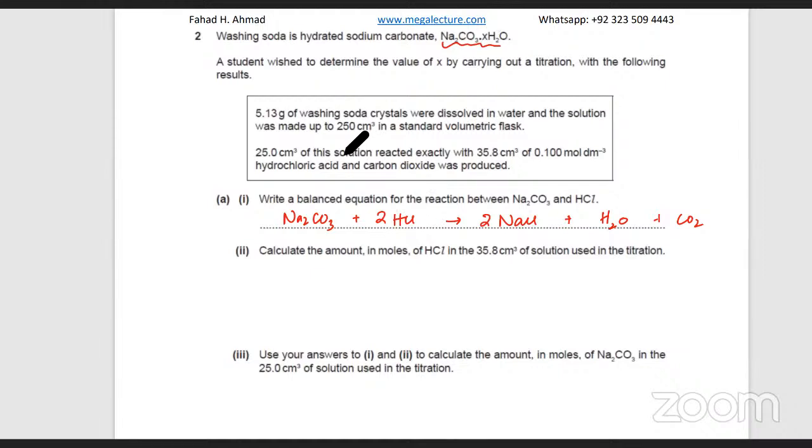But here there's a dilution, okay? Let me just go through this. First thing he did was he added these crystals. He took 5.13 grams of these crystals and made it into a 250 cm cube solution. So these entire crystals were added and you had a 250 cm cube solution now of Na2CO3.